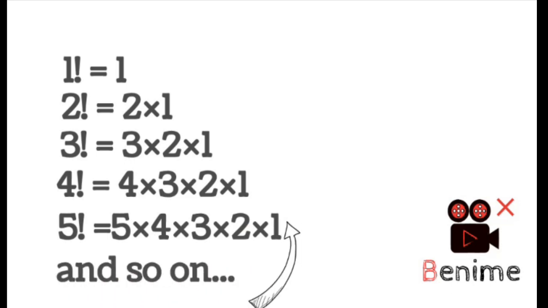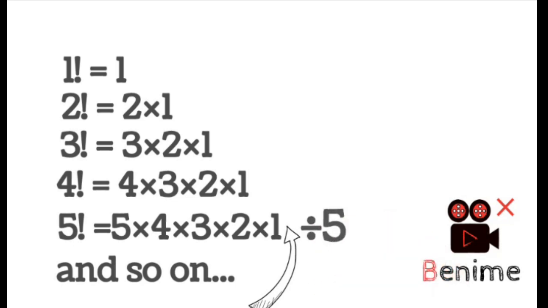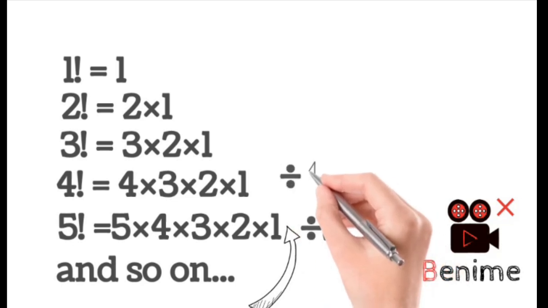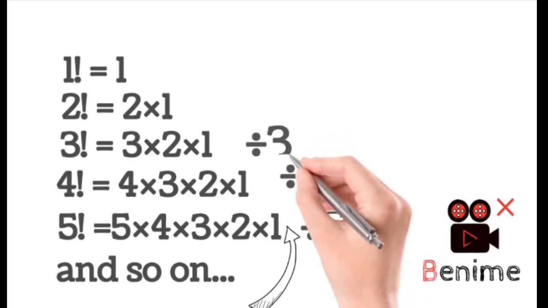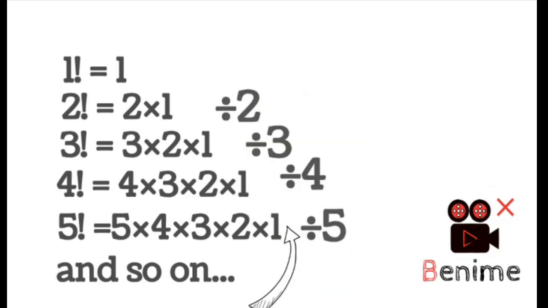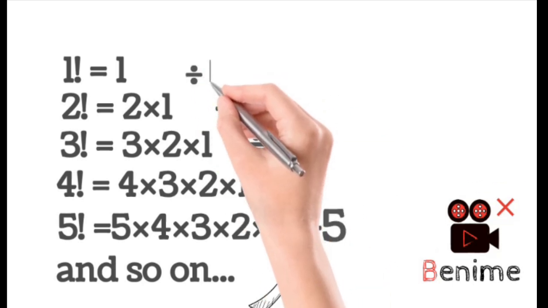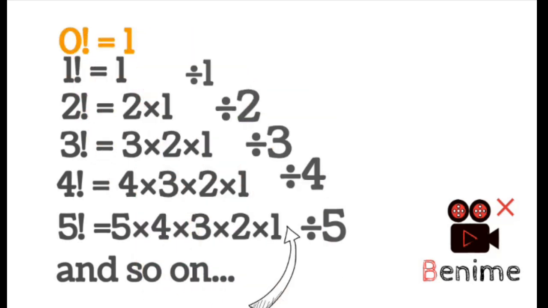In order to find what 0 factorial is, we have to go backwards. We divide by 5 to get 4 factorial. Then divide by 4 to get to 3 factorial. Then divide by 3 to get to 2 factorial. Then divide by 2 to get to 1 factorial, and also divide by 1 to get to 0 factorial. So that's how the answer is 1.